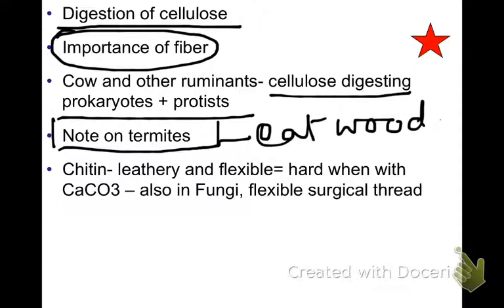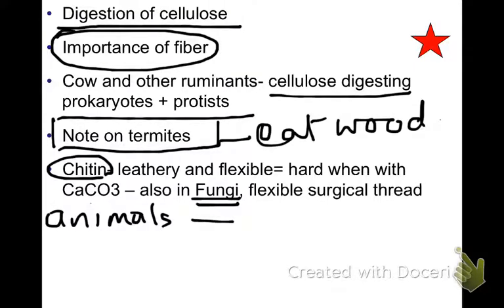Okay, finally we have another structural polysaccharide which is seen in animals called chitin, and it is leathery and flexible. It gets hard when it is combined with calcium carbonate. You also see it in fungi. What is the economic importance of this chitin?